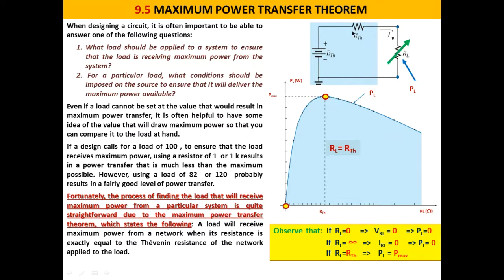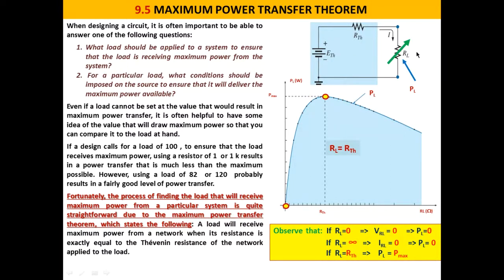We put RL much less than R Thevenin. What power should we expect to extract here? We will be extracting power which is much less than the capability of the network to deliver. The network is capable of delivering Pmax while we have adjusted RL here. So it's a very important question, because we would like to know what resistor value we should adjust to extract the maximum power from the network. So we have to have an idea about R Thevenin.